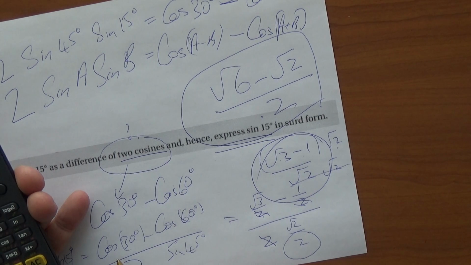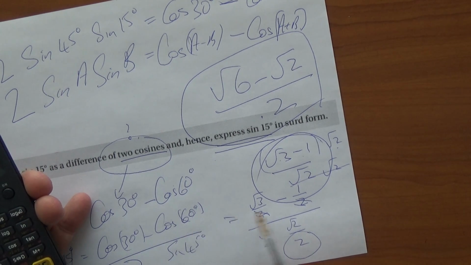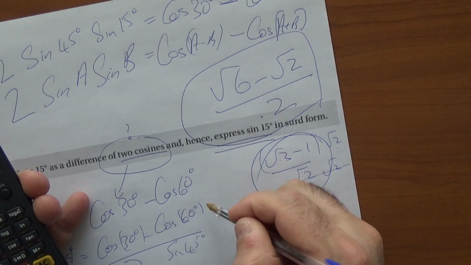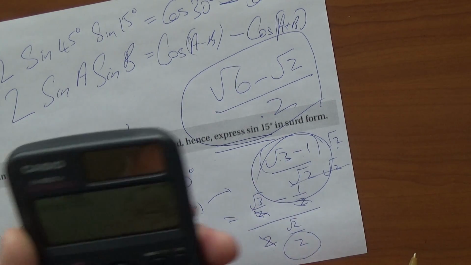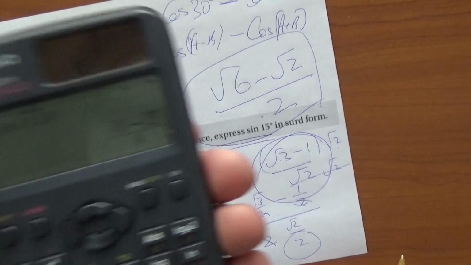Come on, find it. Cos root 3 over 2 minus cos of 60 minus a half, over double sine of 45 degrees. By the way, in the exam, all you have to do is plug all that into your calculator, see what it says, write it down. It says root 6 minus root 2 over 4, and you'll be right.